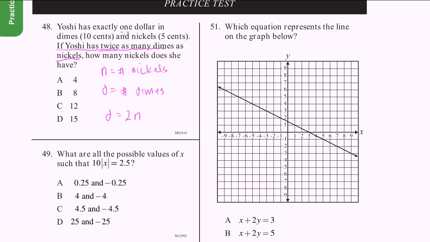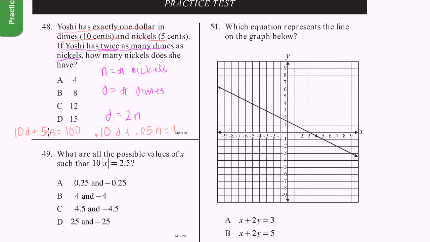And then we also know that she has $1. So how do you get $1? Well, it's 0.10 times the number of dimes, plus 0.05 times the number of nickels, is equal to $1. Or just so we can avoid decimals, instead of writing in dollars, I could write it in cents. I could write 10 cents times each dime plus 5 cents times each nickel is equal to 100 cents.